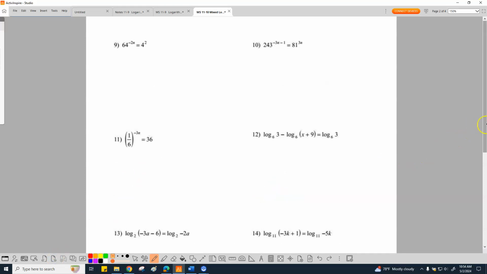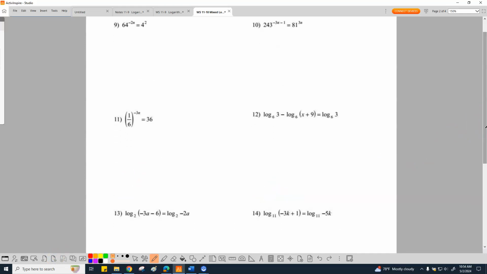Then the other one is logs on both sides. You see how in number 12 there's logs on both sides? So I would end up with log base 6 of 3 over x plus 9. If you don't remember the condensing rules, we've been doing it for a couple weeks now, you have time to learn it.